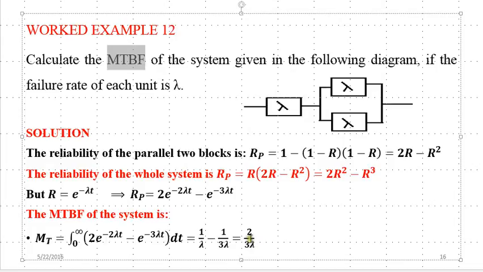The reason why it is not up to 1 is that these two connected in parallel have increased it, but since these two are in series with this one, the effect of the series brings it down drastically.